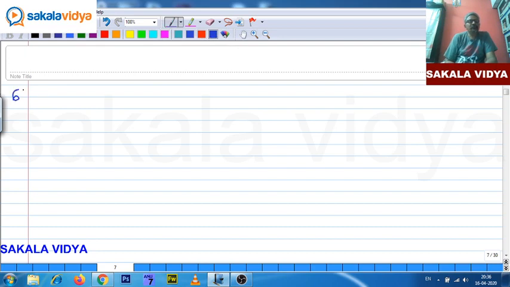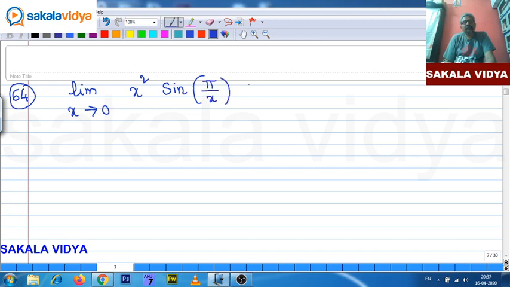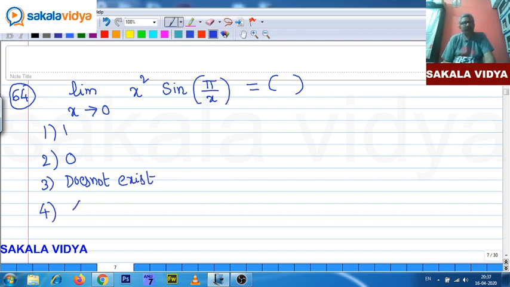Now the 64th: limit x tends to 0, x square sine of pi by x equals to. First option 1, second option is 0, third option does not exist, fourth option is infinity.